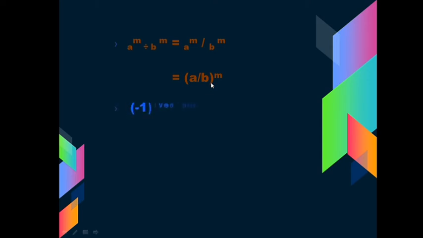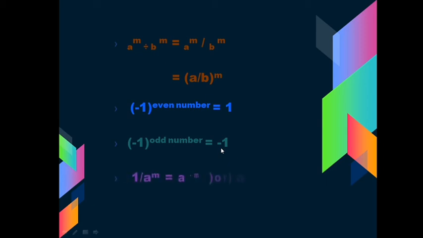Then the next, minus 1 whole raised to the power even number is equals to 1. So when a base is given negative and its exponent is given as an even number, then the result will become positive. Then minus 1 raised to the power odd number is equals to minus 1. When a base is given negative number and exponent is given as an odd number, that time the result will become negative.